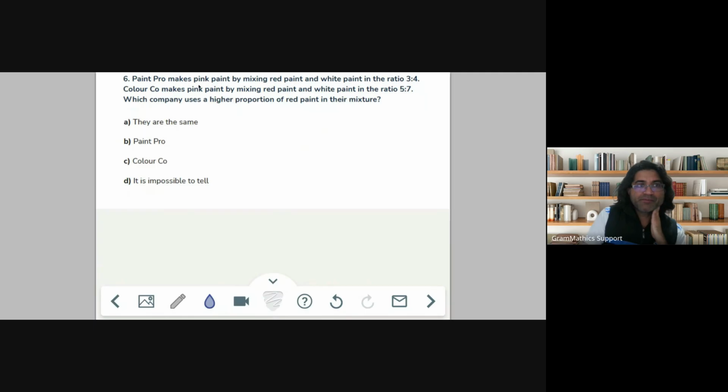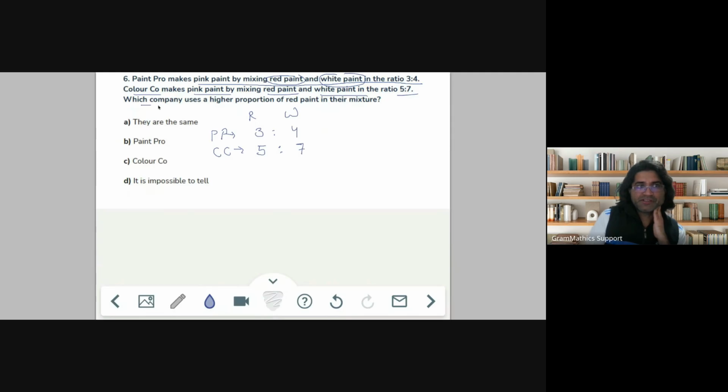Paint Pro makes pink paint by mixing red and white paint in 3:4 ratio. Okay. So as soon as I read that statement, I can see red coming first, white coming later. So I will say red and white for Paint Pro company is 3:4. Color Co makes pink paint by mixing red and white paint in different ratios. So Color Co is doing in ratio 5:7.